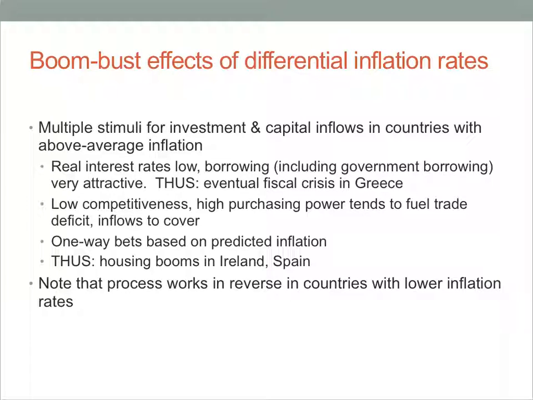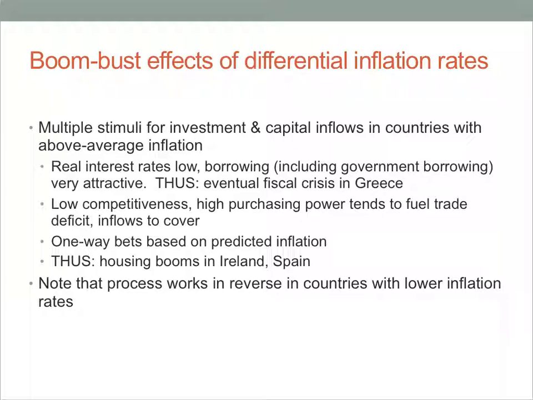So capital is flowing into the countries with higher inflation rates for the reasons I've already talked about. Furthermore, it was very simple to see that in a country which has an ongoing inflationary process, if you can predict that that's going to happen and this became a stable pattern, you can make bets on it, sort of one-way bets based on investing in that country. So this contributed to big housing booms, quite similar to the housing boom in the US, although the financing mechanisms weren't exactly the same, in Ireland and Spain. All of these things worked in reverse in countries with lower inflation rates, less investment, more exports, and so on.